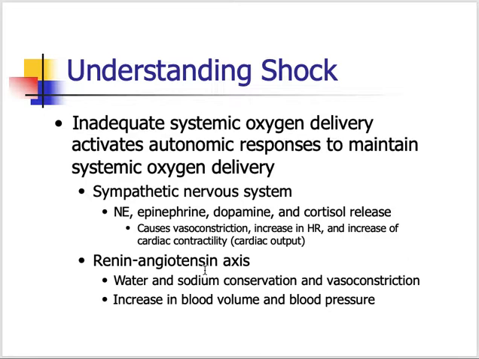As a result of the renin-angiotensin-aldosterone axis, due to activation of that, the body starts conserving more water and sodium, and it also causes vasoconstriction, which results in an increase in blood pressure as well as an increase in blood volume.